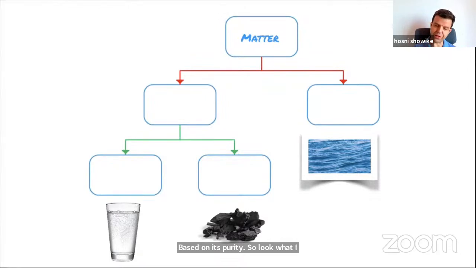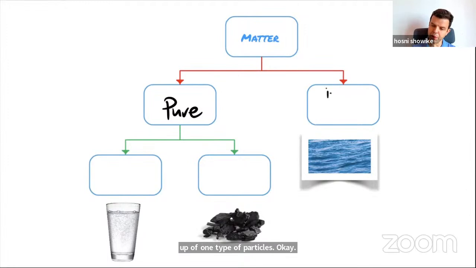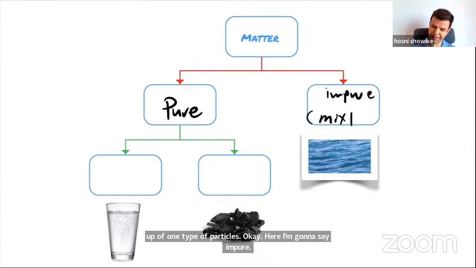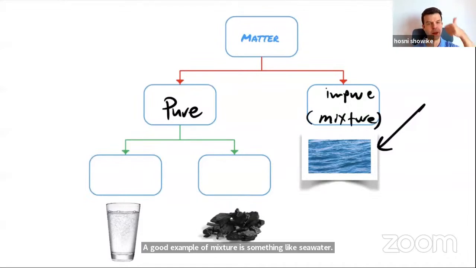I'm going to classify matter into pure. When I say pure, this means the entire substance is made up of one type of particles, okay? Here, I'm gonna say impure, or it's a mixture. So that's how I'm gonna classify matter today. What's an example of a mixture? A good example of a mixture is something like seawater. Why is seawater a mixture? Because seawater is made up of water and salt, okay?